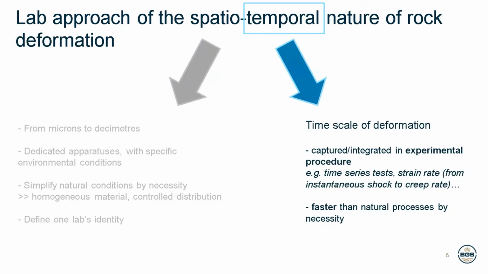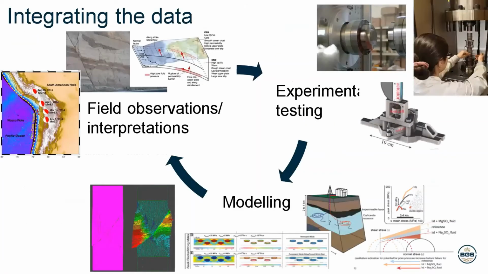In any case, the time will be faster than the natural processes by necessity. And so again, what we would work on could start from having seen something in the field and wanting to understand what happens. So we will design a test, select the kind of apparatus that can help us achieve the experiment that we need. And then once we get the results, we will put them back into a model that we will test again against the observation and see if we've captured what we wanted to see or not.